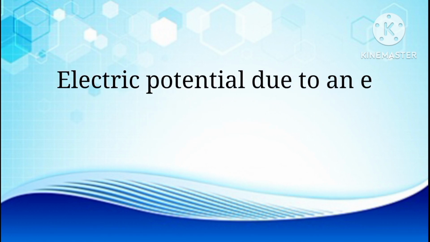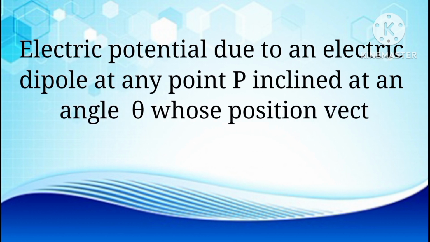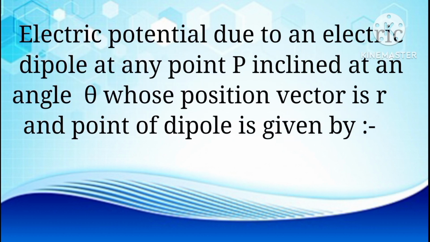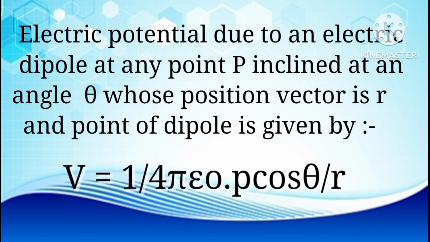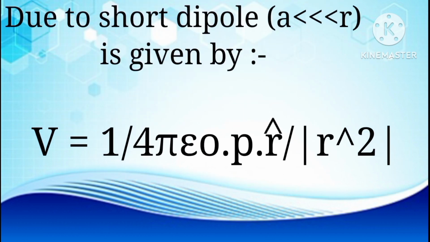Electric potential due to an electric dipole at any point P, inclined at an angle theta, whose position vector is r from the center of the dipole, is given by V equals 1 upon 4 pi epsilon naught, P cos theta upon r squared. For a short dipole, with r very much greater than a, V equals 1 upon 4 pi epsilon naught, P dot r cap upon r squared.